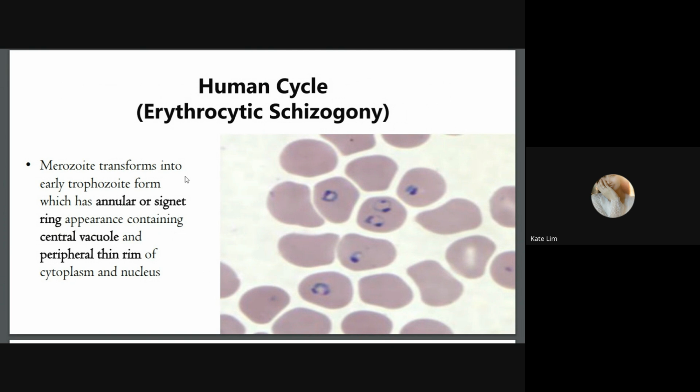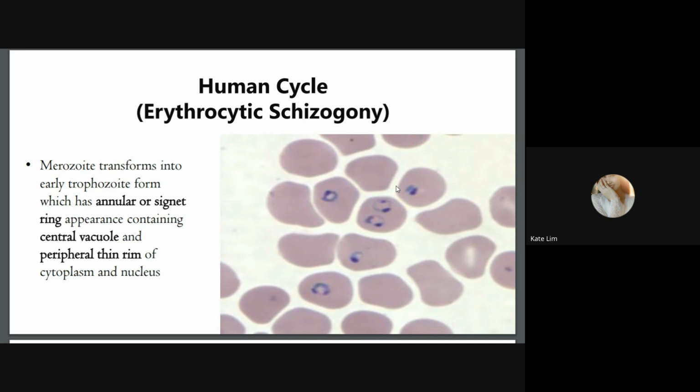Please take note, class, that the ring form or the early trophozoite or the young trophozoite is the first asexual stage of the parasite that can be seen in the peripheral blood. Again, the ring form is the first or the earliest asexual stage of the parasite that can be seen in the peripheral blood. So during PBS, the earliest stage that can be seen will always be the ring form. And it is very important for diagnosing malaria since it is one of the key stages observed during the blood smears.